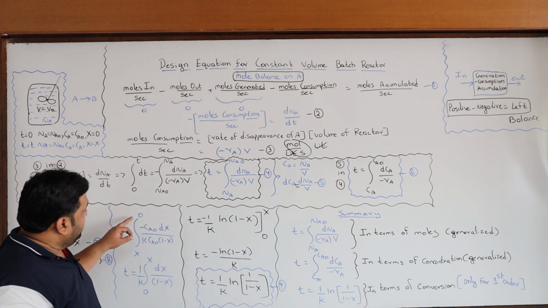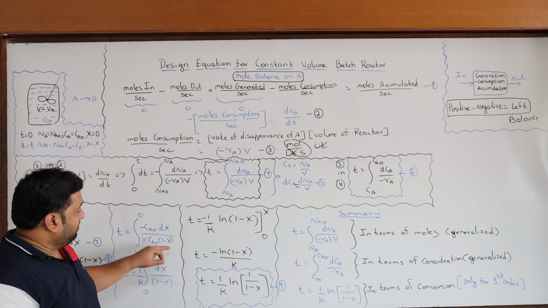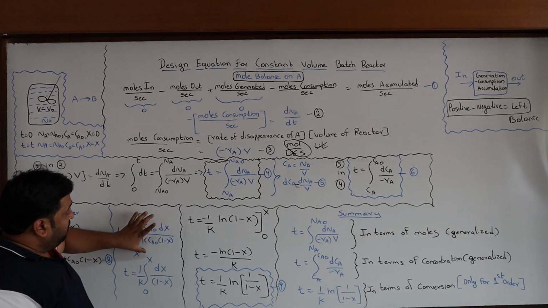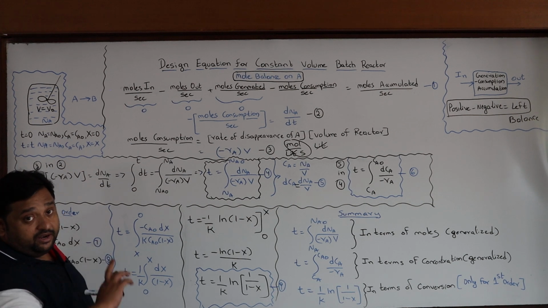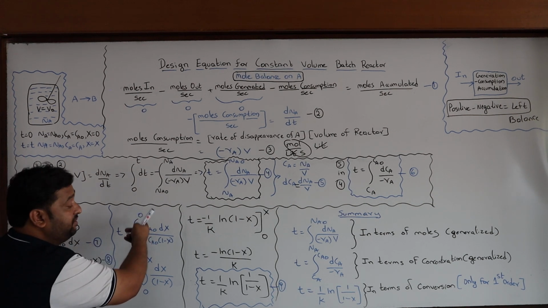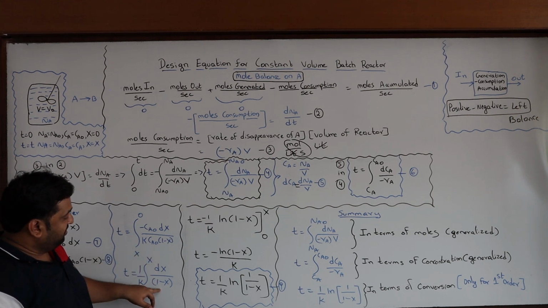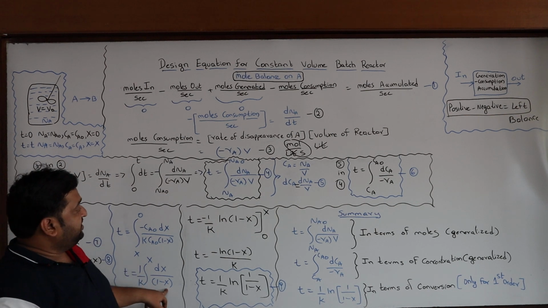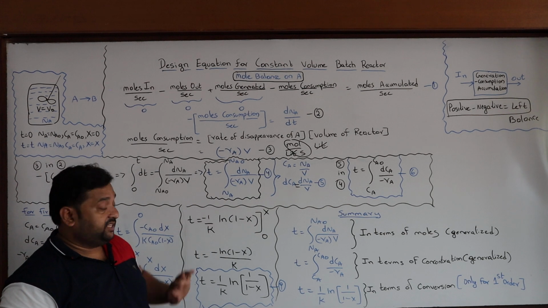So that is why 0 to x, minus Ca0 into dx by kCa0 into 1 minus x. The negative symbol is there. So if you want to make this expression positive, flip the limits. t equal to 1 by k, integral 0 to x, dx by 1 minus x. I know integral dx by 1 minus x is nothing but minus ln(1 minus x), at the limits 0 to x.